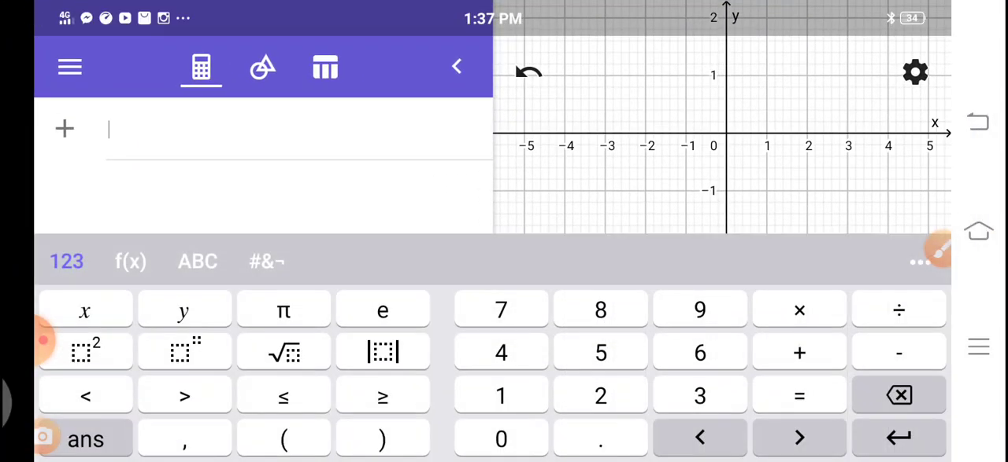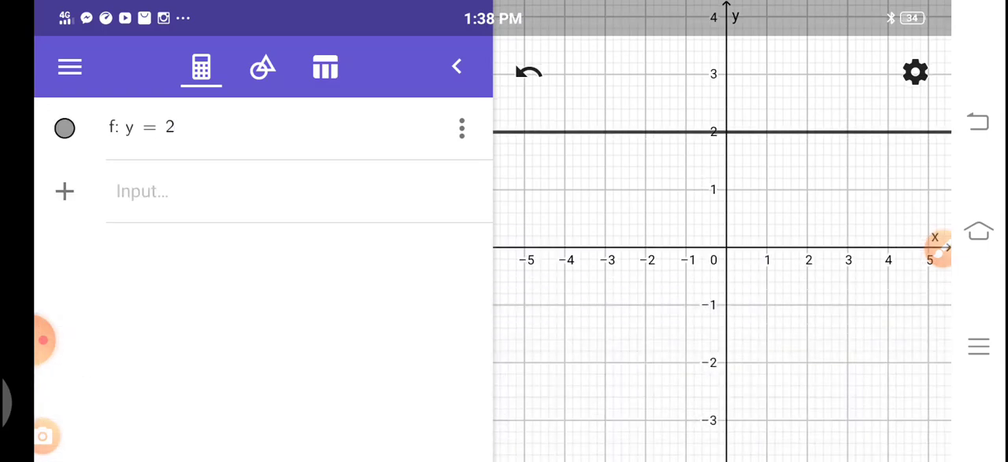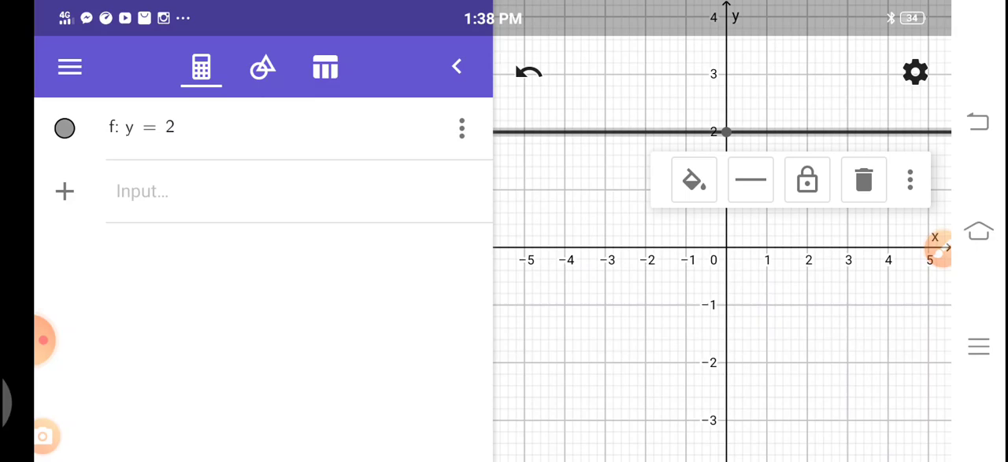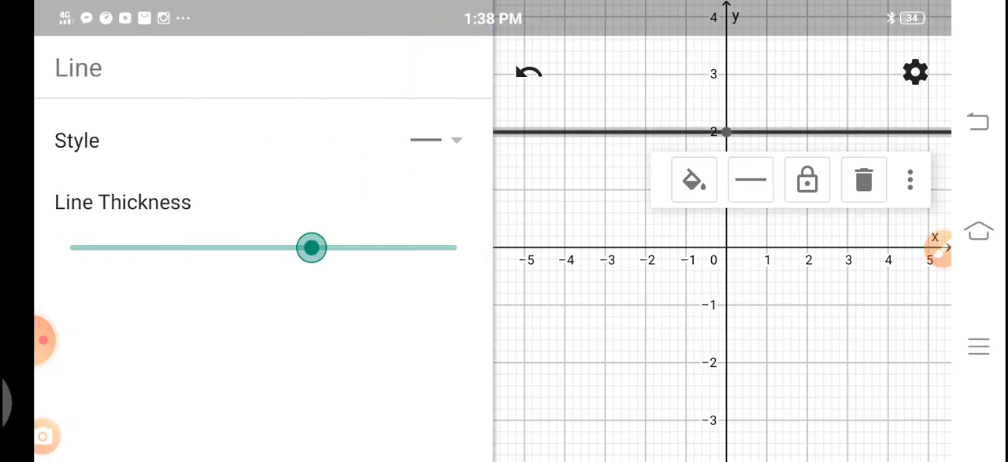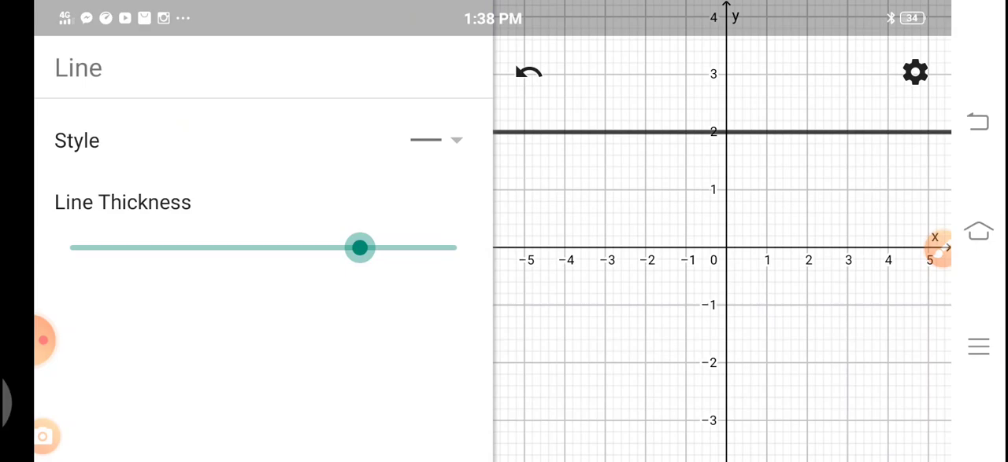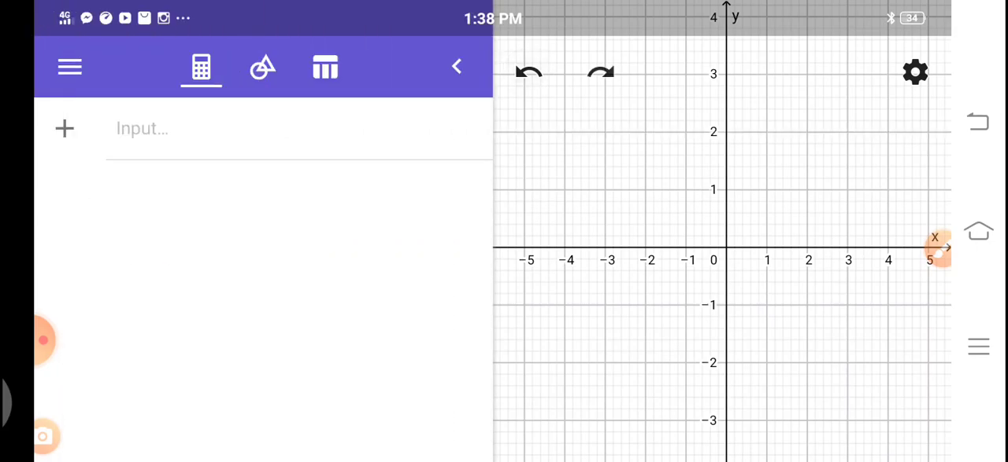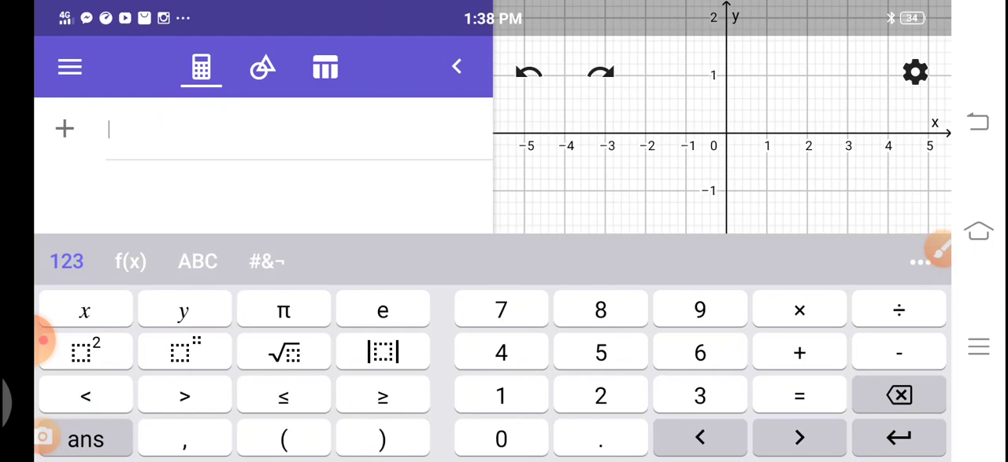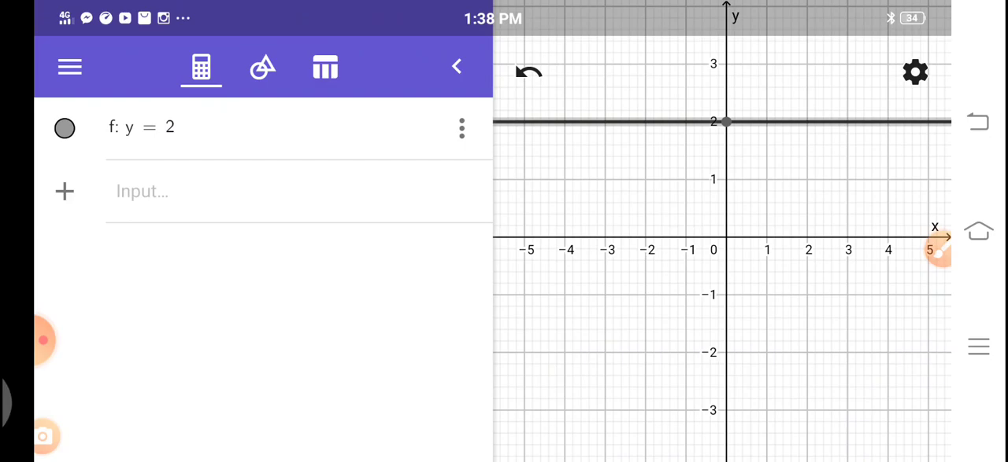let's say for a constant function, y is equal to 2. So this is the result of our graph. Y is equal to 2. Again, y is equal to 2. So this is an example of a constant function.